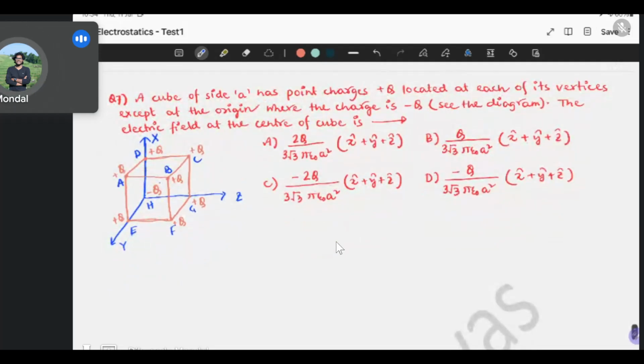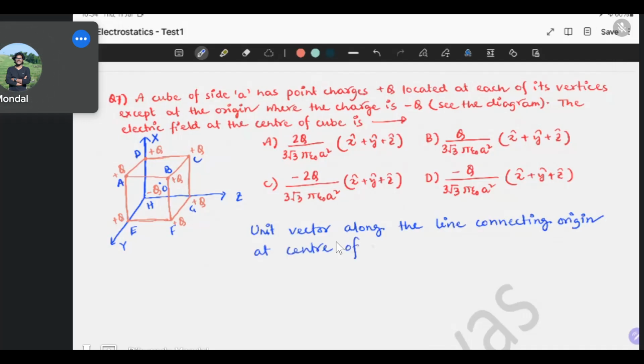First we will calculate the unit vector along this. So this is the point O, and this is the center. So the unit vector along the line connecting the origin and the center of the cube.